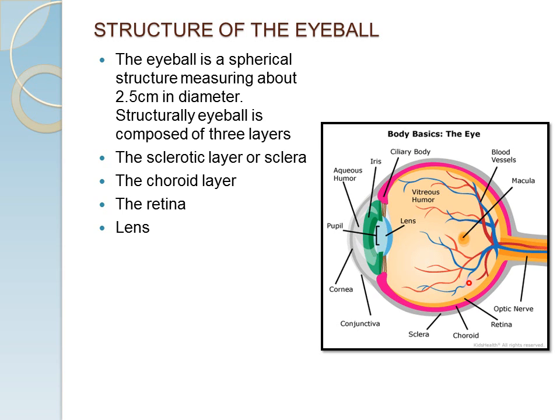The sclerotic layer, or the sclera, is the outermost layer. Next comes the choroid layer and next comes the retina. And here we can see the lens. So these are the main parts of the eyeball. We will go into details in the next slides.